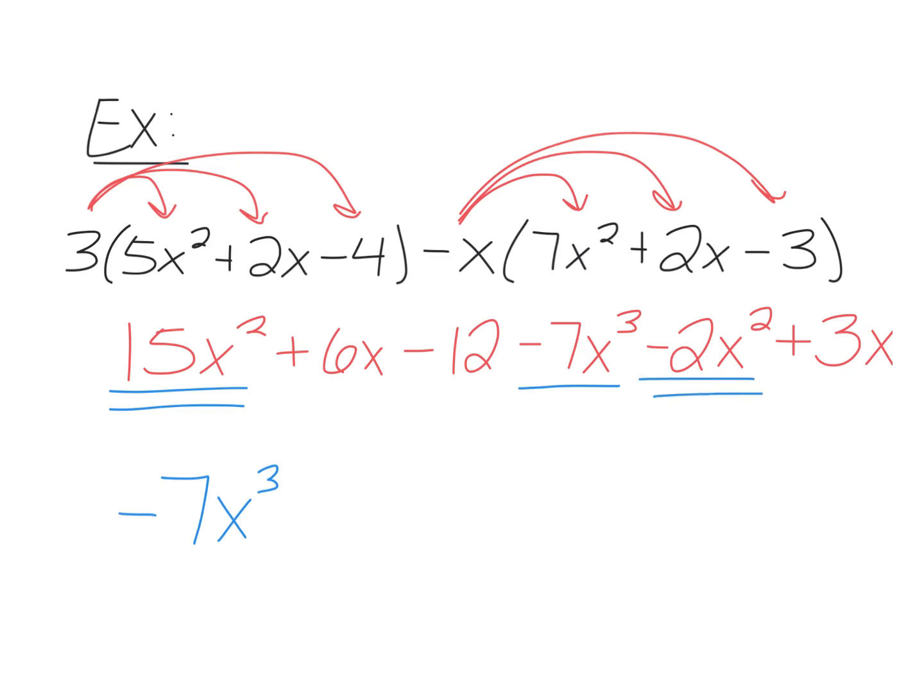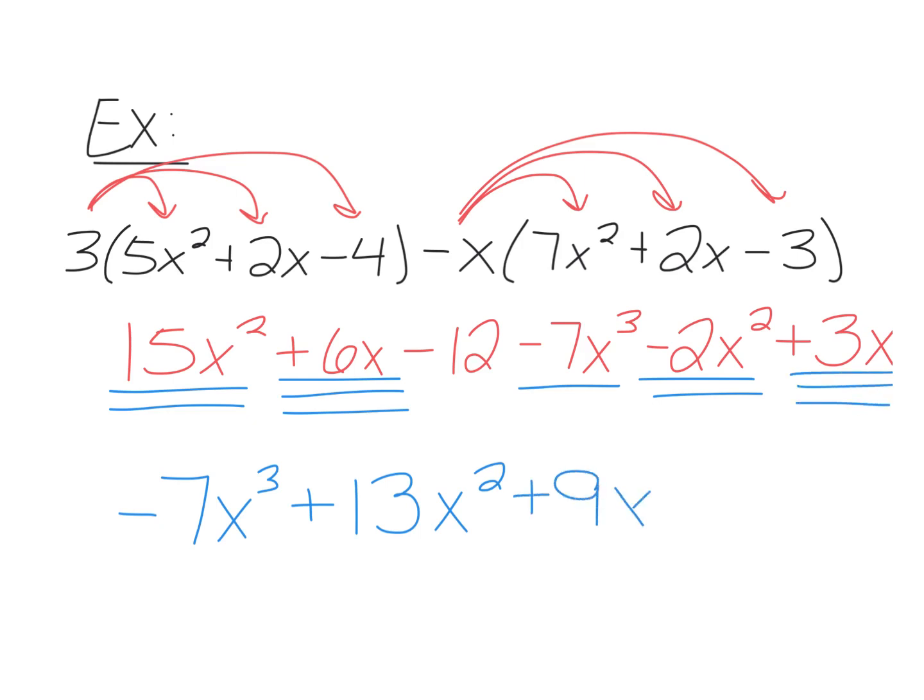So we want to combine those. 15x squared minus 2x squared. Yep, 13x squared. Next would be x's, 6x plus 3x, 9x, and then what do we have left? Negative 12. Yep, I use the underline method to find my like terms just so I know I already had them accounted for. Now we know we're done because we have it in standard form and there's no more like terms.